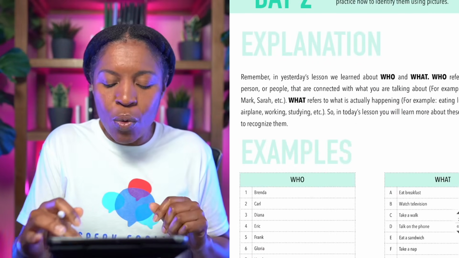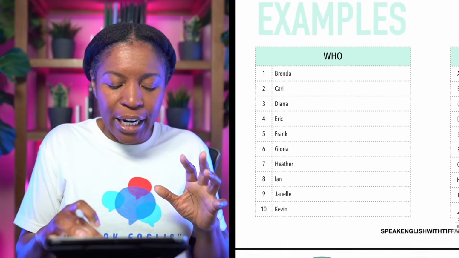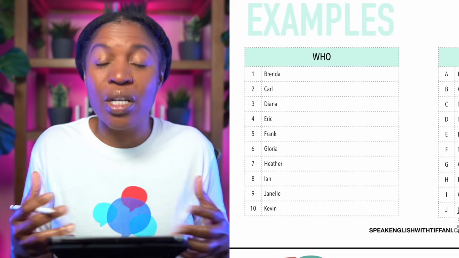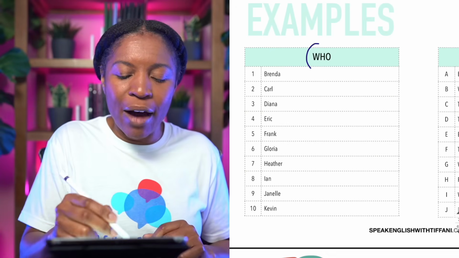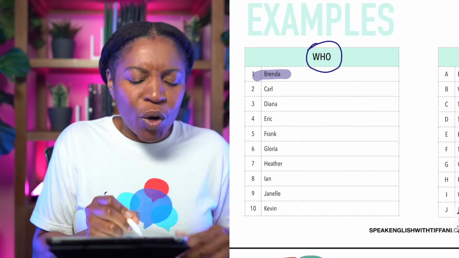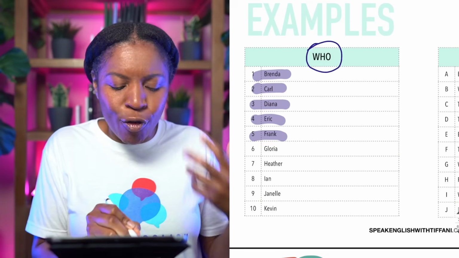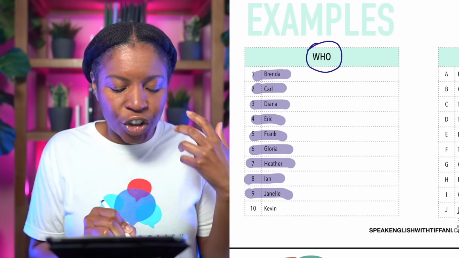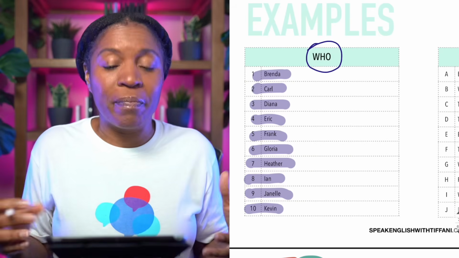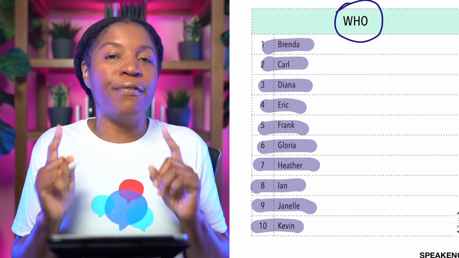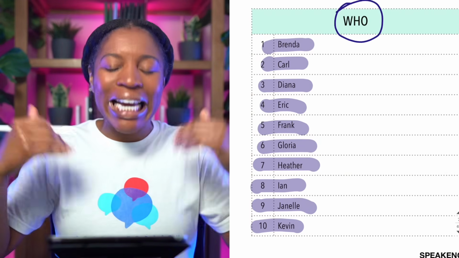Now it's time to get down to the nitty gritty. Remember, I explained we are going through this process to help you master the 5 W's. So now that we're on day 2, we're looking at the who and the what. You'll see right here, we have 10 different examples for the who: Brenda, Carl, Diana, Eric, Frank, Gloria, Heather, Ian, Janelle, Kevin. These are simply names of individuals, but we have to go even deeper.